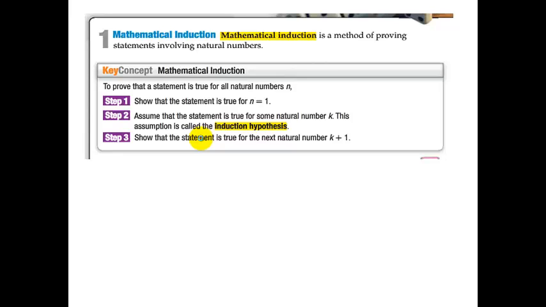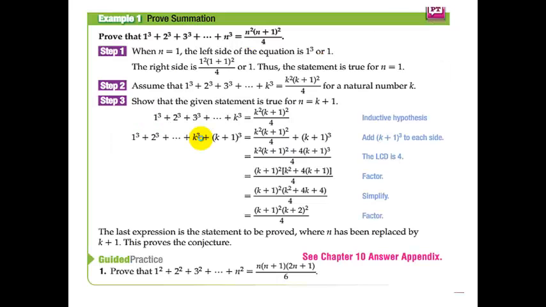So if it's true at the beginning, and if being true in one place makes it true in the next place, then the first place it's true means the second place is true, and the second place means the third, and the third means the fourth, and it just means that everything is true. So our goal is to prove that for a collection of statements, the first one is true, and then that each one implies the next one is true. And proving the first one is true is a piece of cake. Proving that the second one is true is where the real challenge lies. So let's look at some examples.